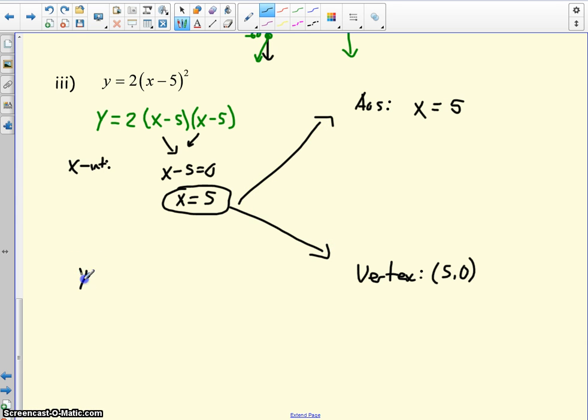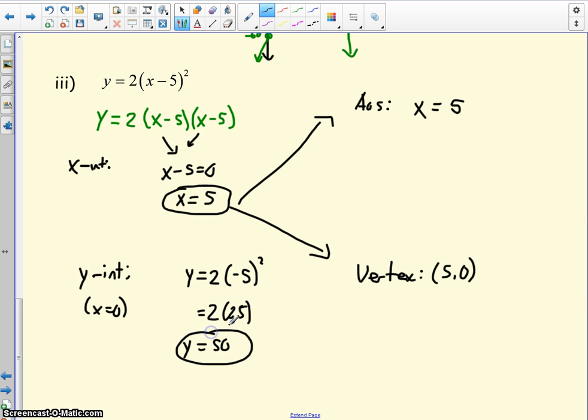For my y-intercept, I can do exactly what I did before. I can sub in x equals 0. So if I do that, I'm going to get y equals 2 times 0 minus 5, which is negative 5, and that's squared. So negative 5 squared is 25, and 25 times 2 is 50. So that's my y-intercept. Okay, so that's that one.